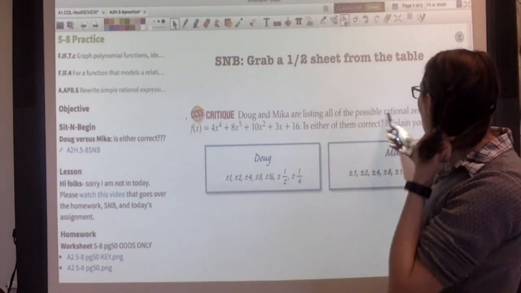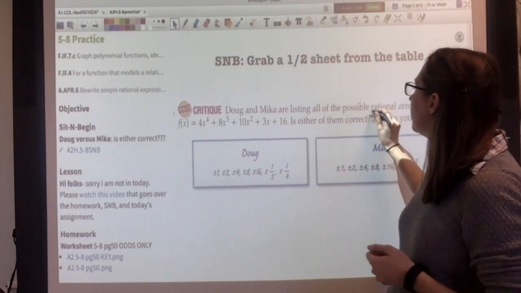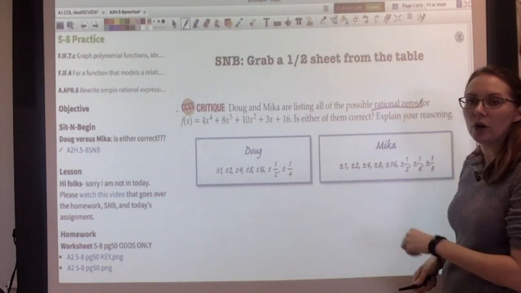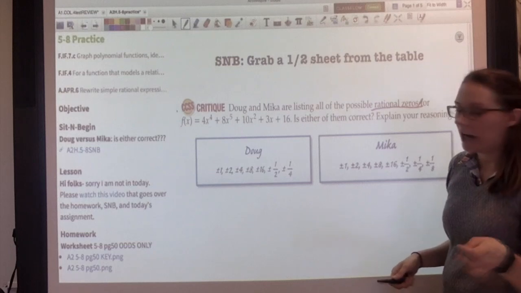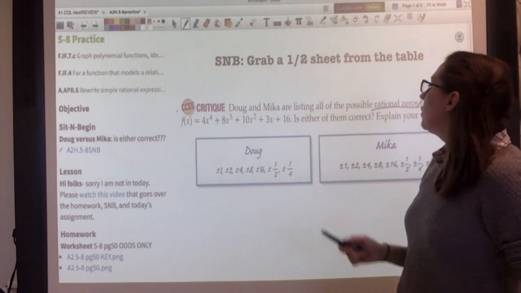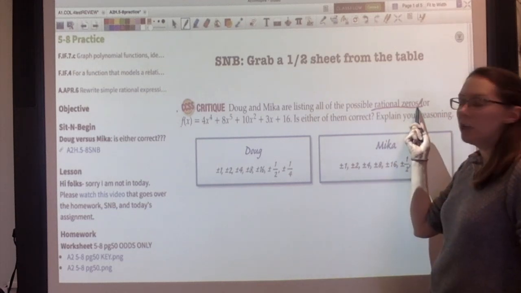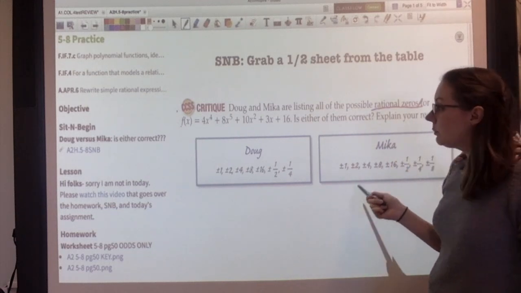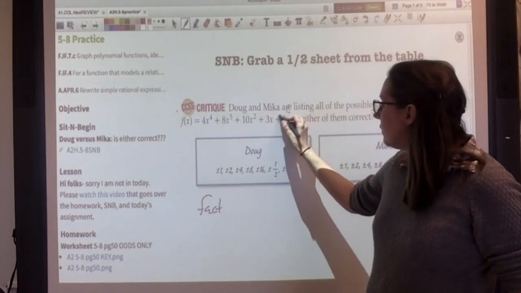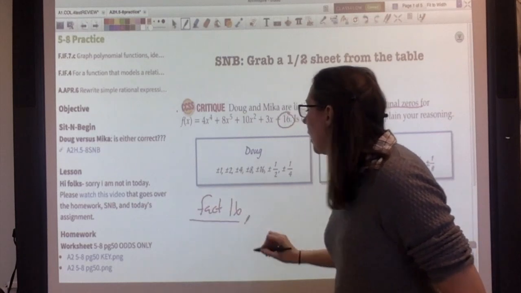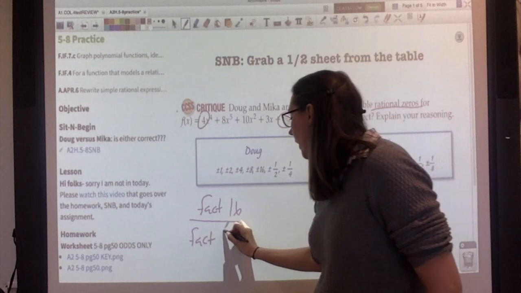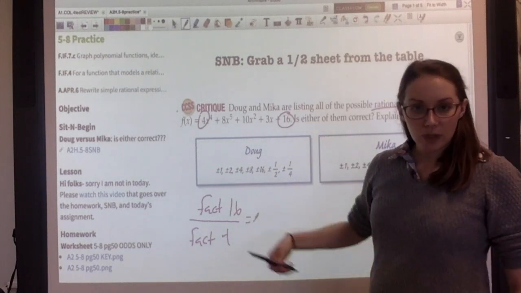Doug and Micah are listing all of their possible rational zeros for this polynomial, using the rational zero theorem. Are either of them correct? Explain your reasoning. To figure out not just how many rational zeros, but what they are possibly going to be, we need to look at the factors of our constant. So we're looking at the factors of 16 over the factors of our leading coefficient, which in this case is 4.